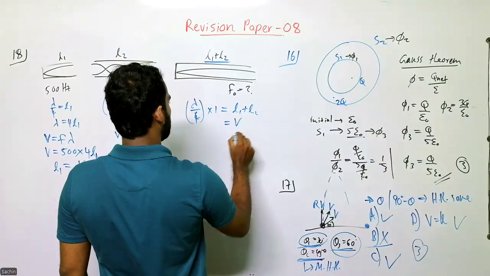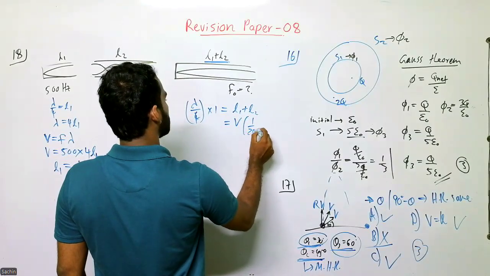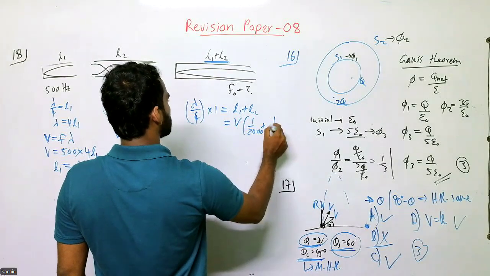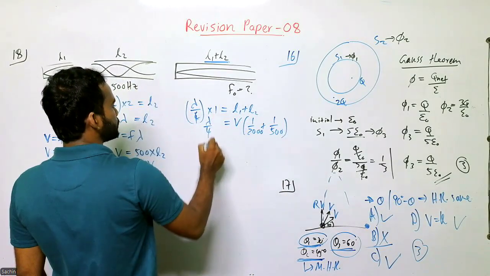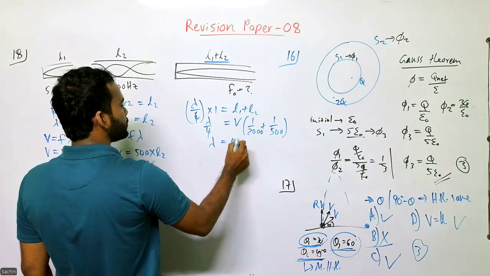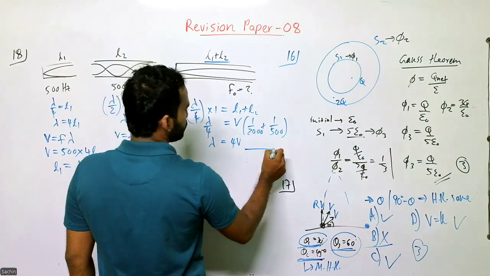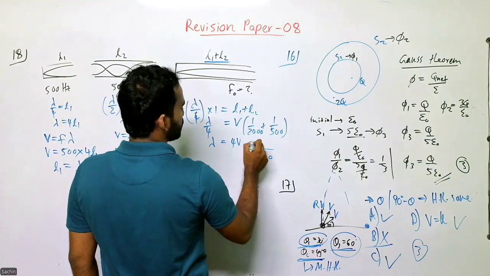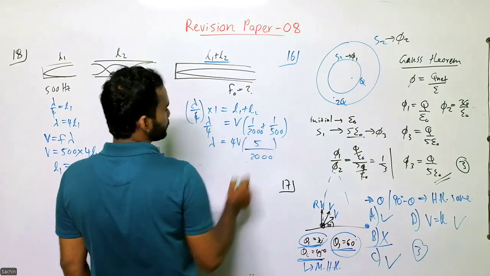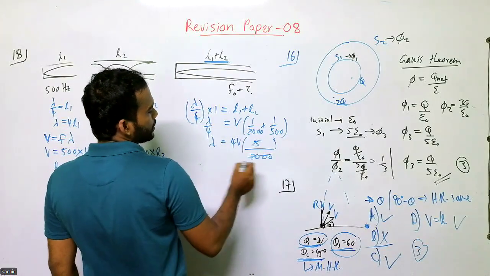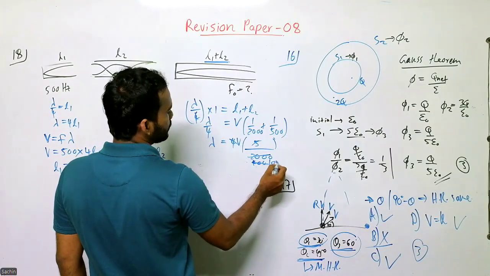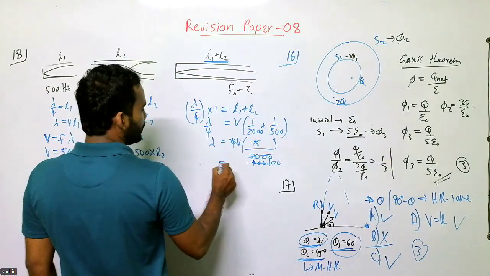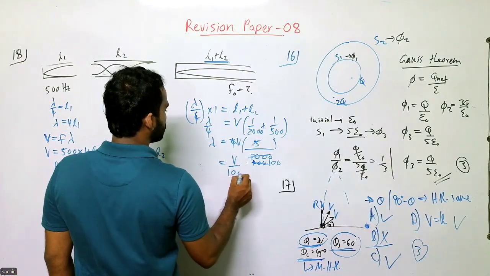That should be V. 10200 2000 plus 10500 lambda over 4. So lambda should be equal to 4 times V. Here it should be 5 over 2000, right? So these two get cancelled and it will be 400 again. This will cancel 100. Okay, lambda will be equal to just V over 100.